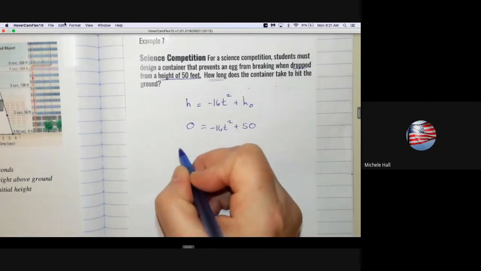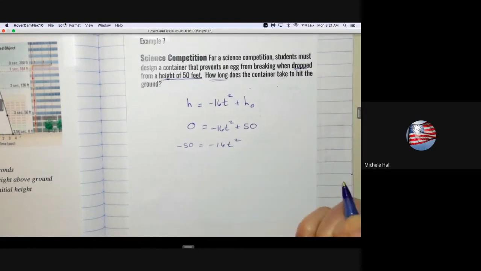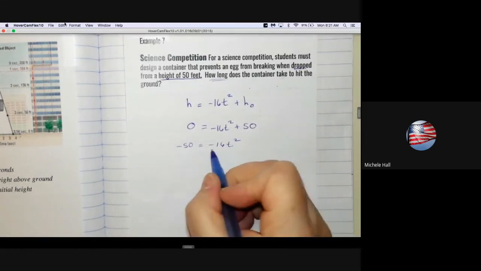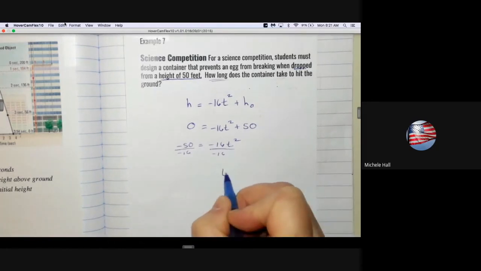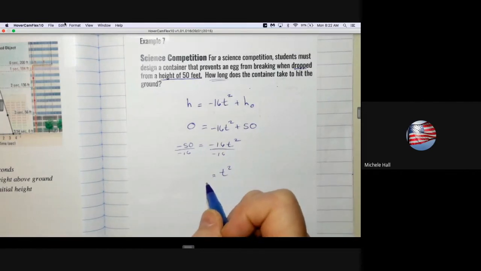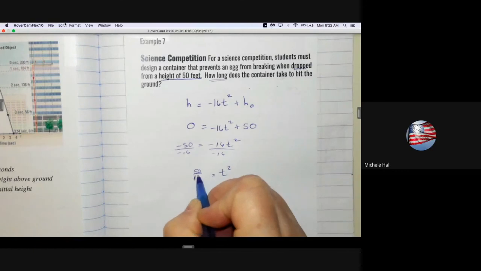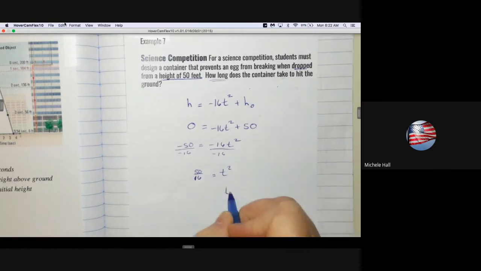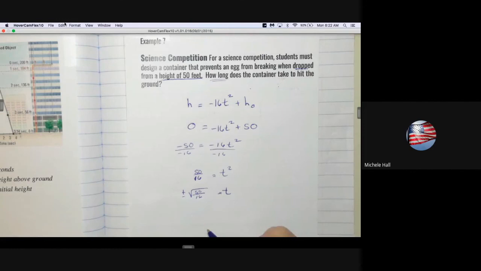All right. Shift the 50 over. Negative 50 equals negative 16 t squared. I did adding and subtracting, not multiplying, dividing. Divide by negative 16. We get t squared equals positive, just going to leave it for now as unreduced, let's say positive 50 divided by 16. We get t equals plus or minus the square root of 50 divided by 16.